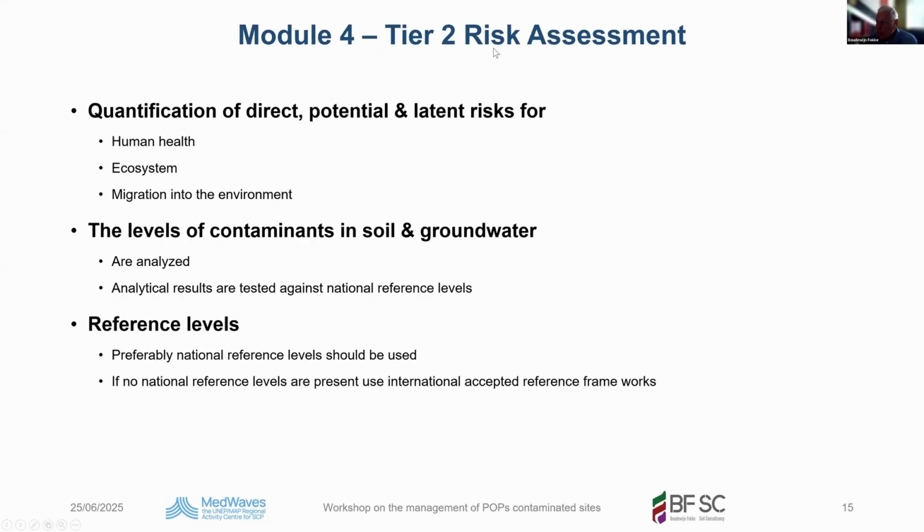So the Tier 2 risk assessment: quantification of direct, potential and latent risk, human health risk, ecosystem and migration. The levels of contaminated soil and groundwater are analyzed, and the analysis results are tested against national reference levels. Reference values, preferably national reference levels, should be used. If no national reference levels are present, use internationally accepted reference levels or reference frameworks, but choose the ones which are representative for your situation.